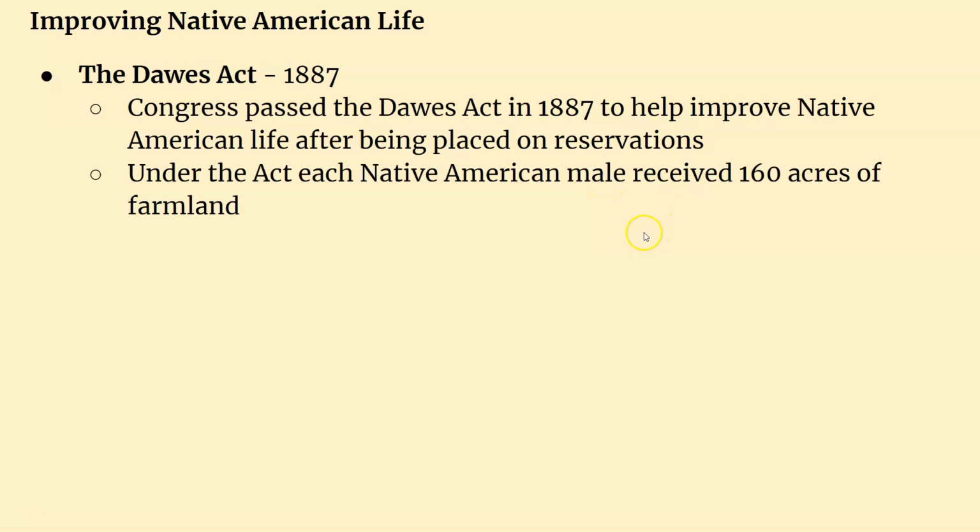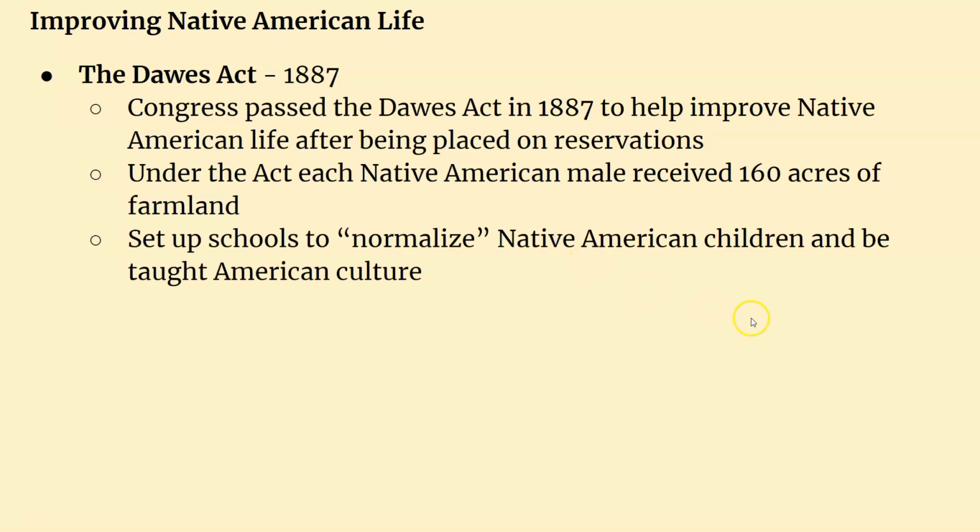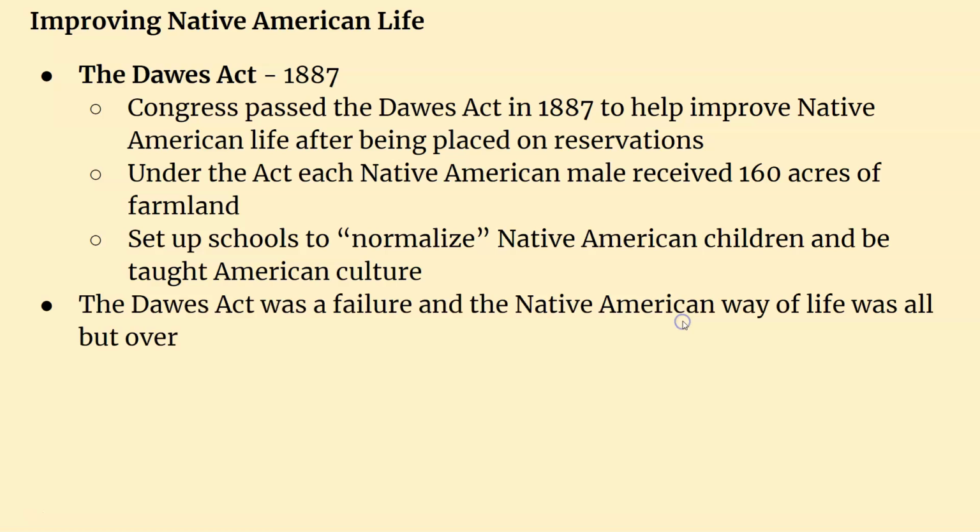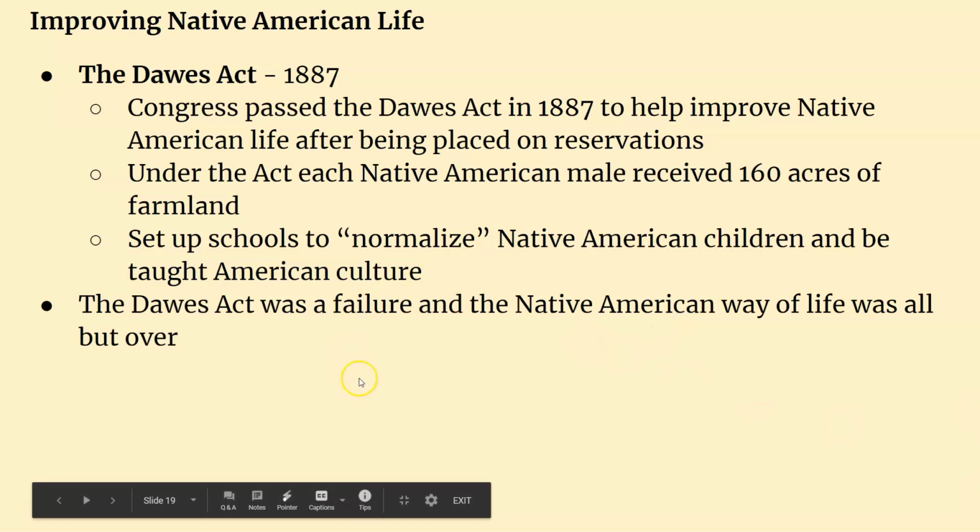Under the act, each Native American would receive 160 acres of farmland. Now, did that mean it was going to be good farmland? Well, unfortunately not. But at least they had some land. And they wanted to set up schools to normalize or Americanize Native American children. And hopefully they can be successful if they learn American culture, kind of assimilate into American culture. Maybe they can have successful lives. But the Dawes Act was a failure.